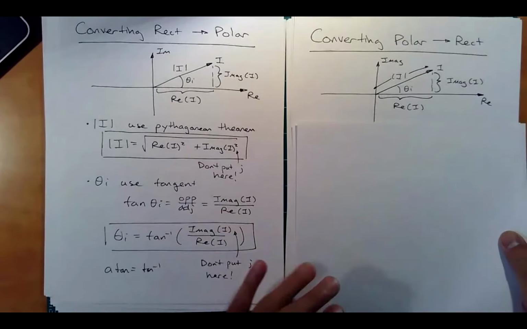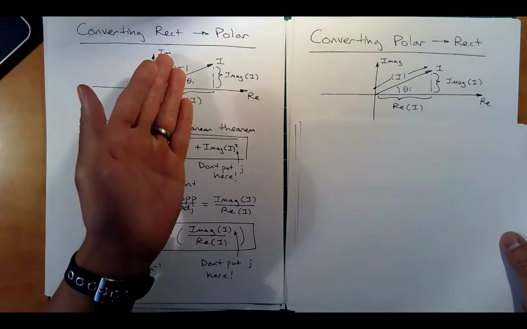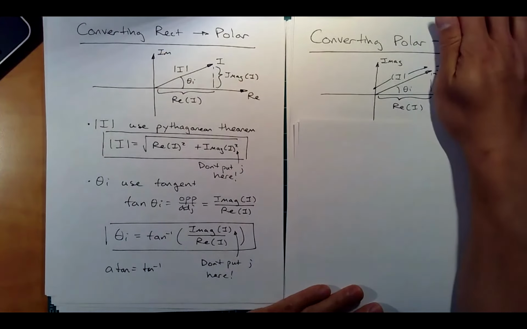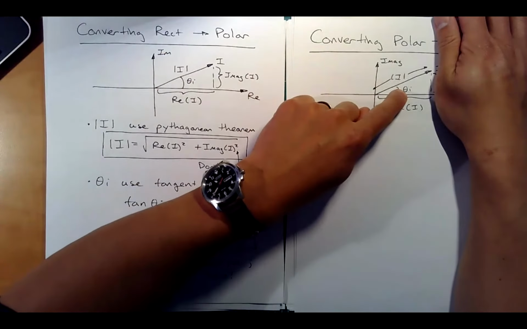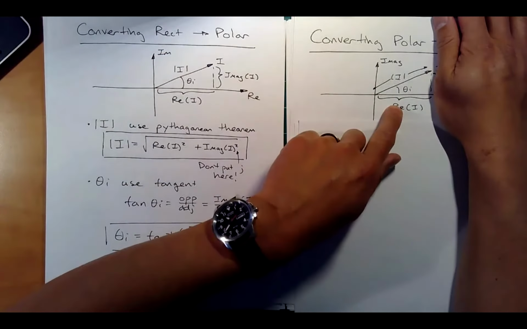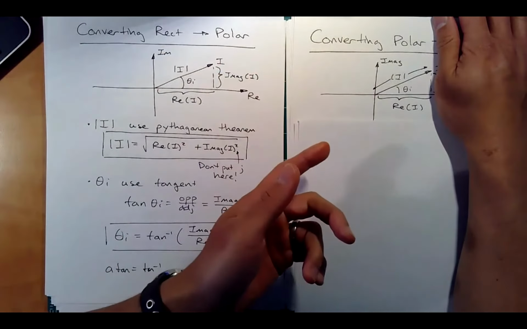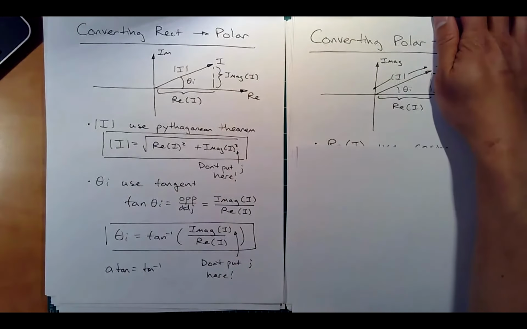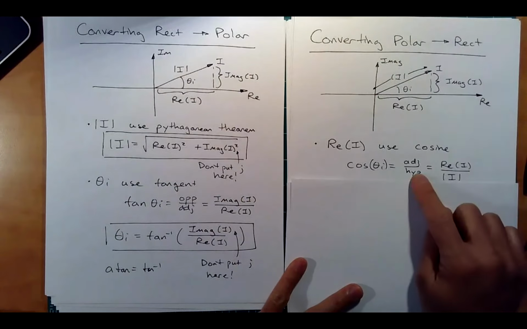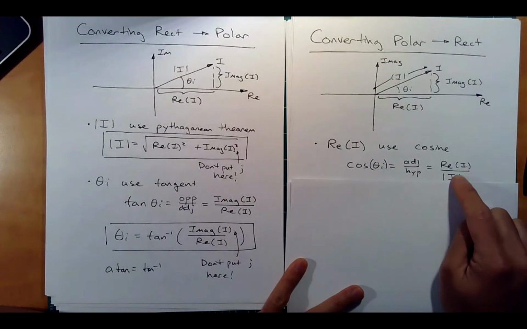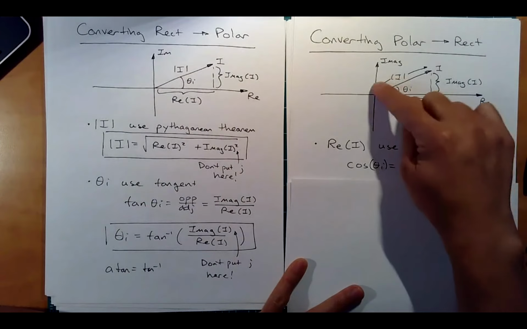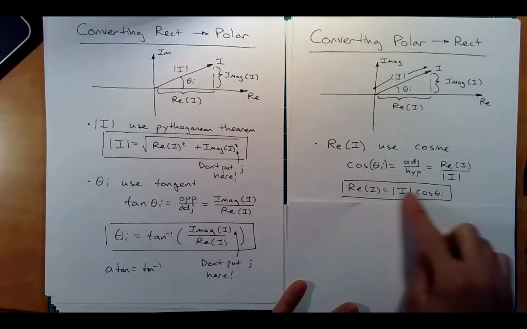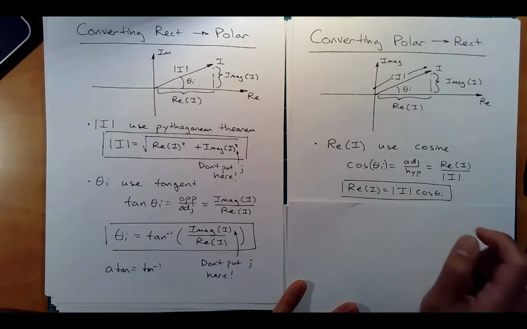Now let's say we want to go the other way. Let's say we have I and theta, and now we want to find the real part and the imaginary part. Well, if I know this length and this theta, the real part is going to be the cosine. Remember that? Cosine is adjacent over hypotenuse. Cosine of that angle is this over this, right? So the real part is the length times the cosine of that angle. This is going to come up over and over, ladies and gentlemen, so please make sure you've got that one memorized.